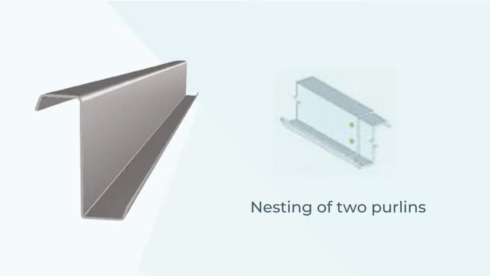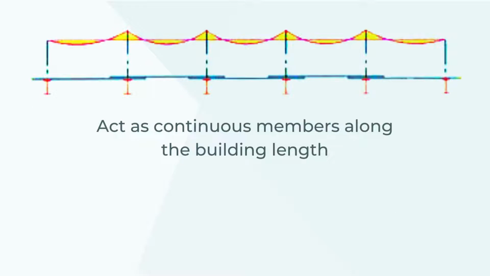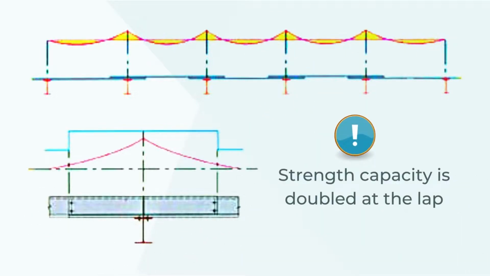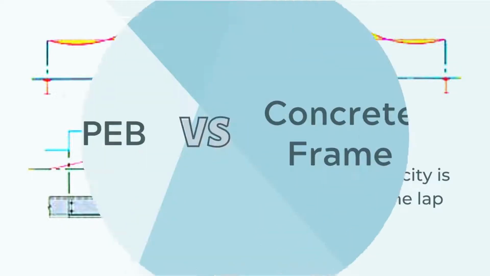Z-shaped roof purlins and wall girts are used for the secondary framing. They are lighter than the conventional hot-rolled C-shaped sections in conventional steel buildings. Nesting Z-shaped purlins at the frames allows them to act as continuous members along the length of the building. This doubles the strength capacity of the Z-shaped members at the laps, where the maximum internal stresses normally occur.